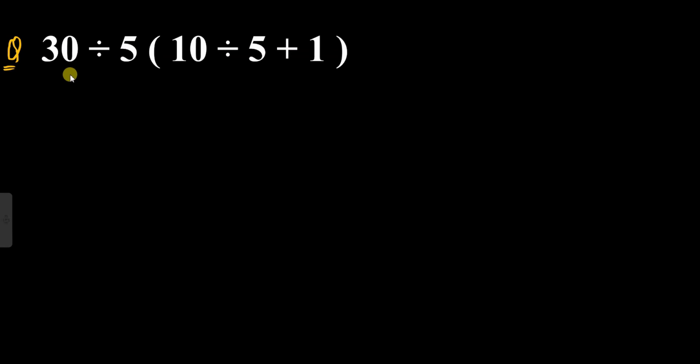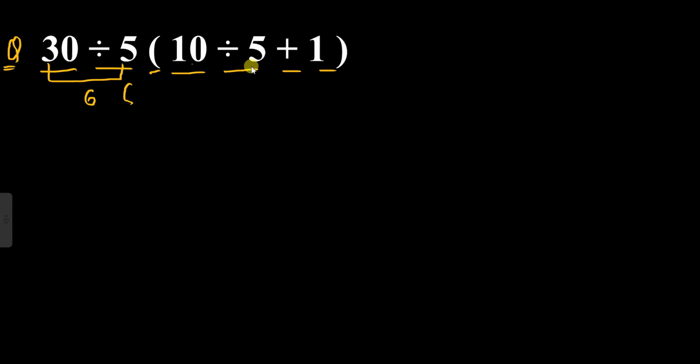Here's the question: 30 divided by (10 divided by 5 plus 1). First of all, let's solve it. 30 divided by 5 equals 6.